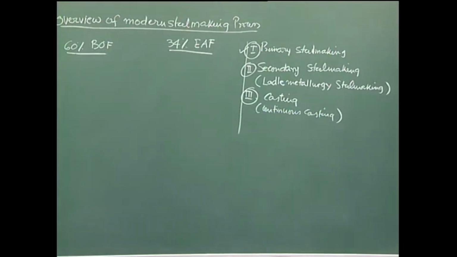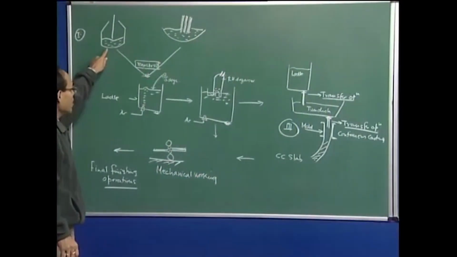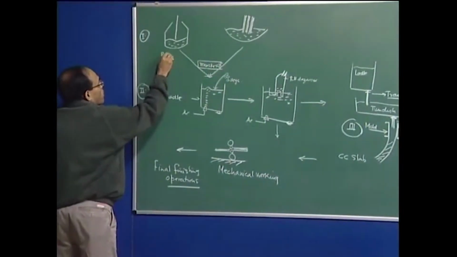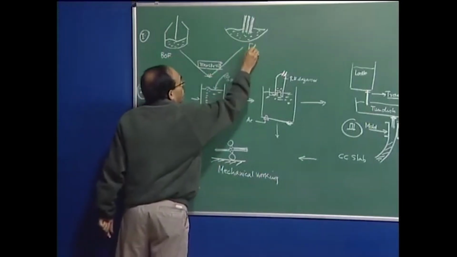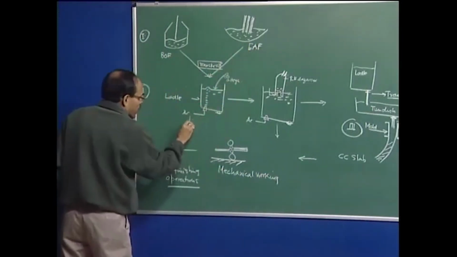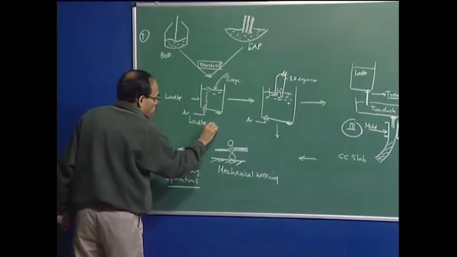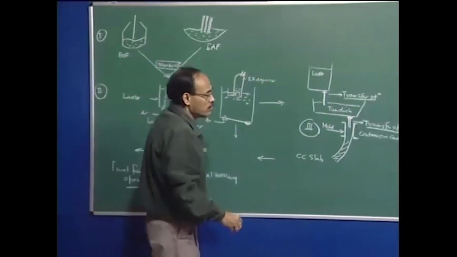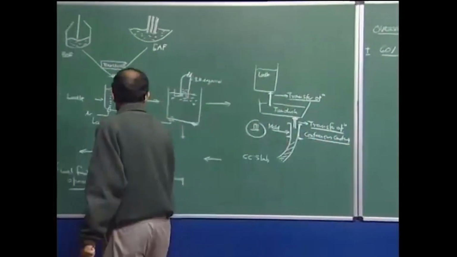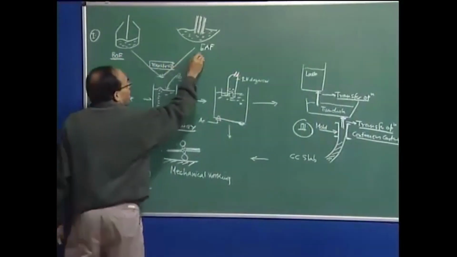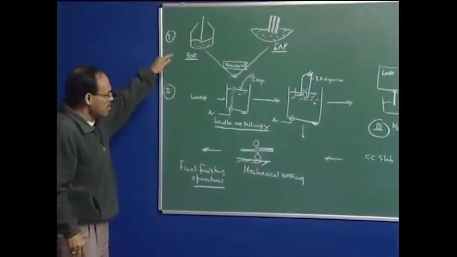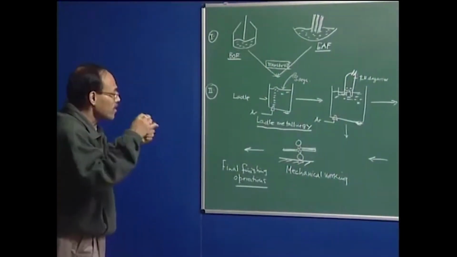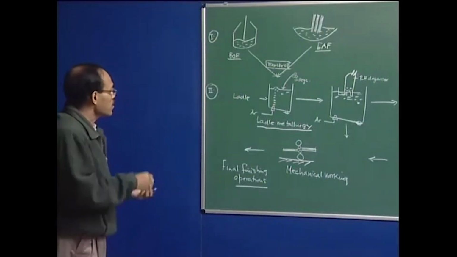Now let me give you some idea about the basic oxygen steel making processes. So BOF, EAF, ladle metallurgy, and continuous casting. Let me explain this circuitry during the next 1 hour or so, so that you get a nice overview of the subject of modern steel making.